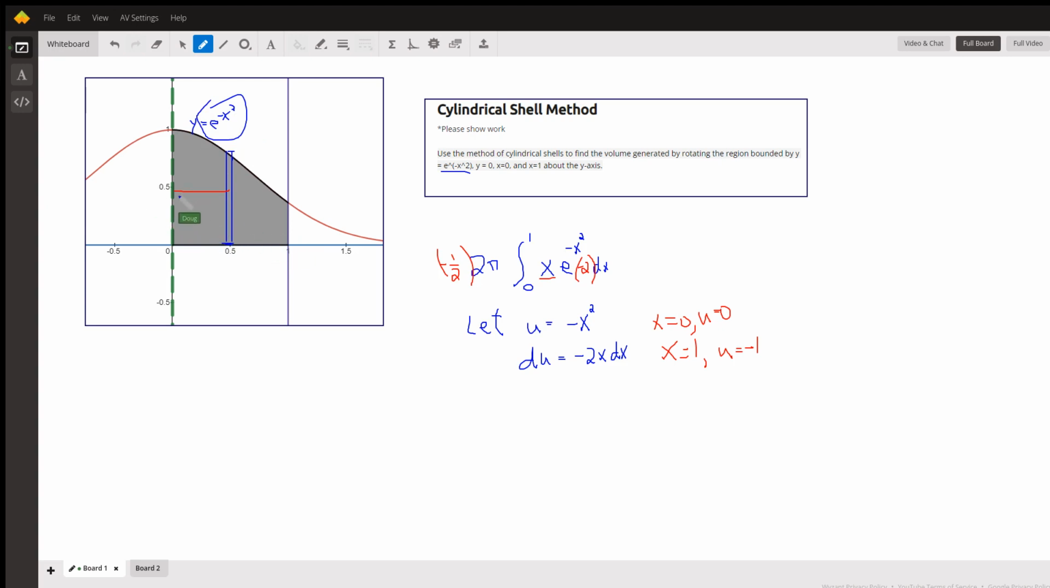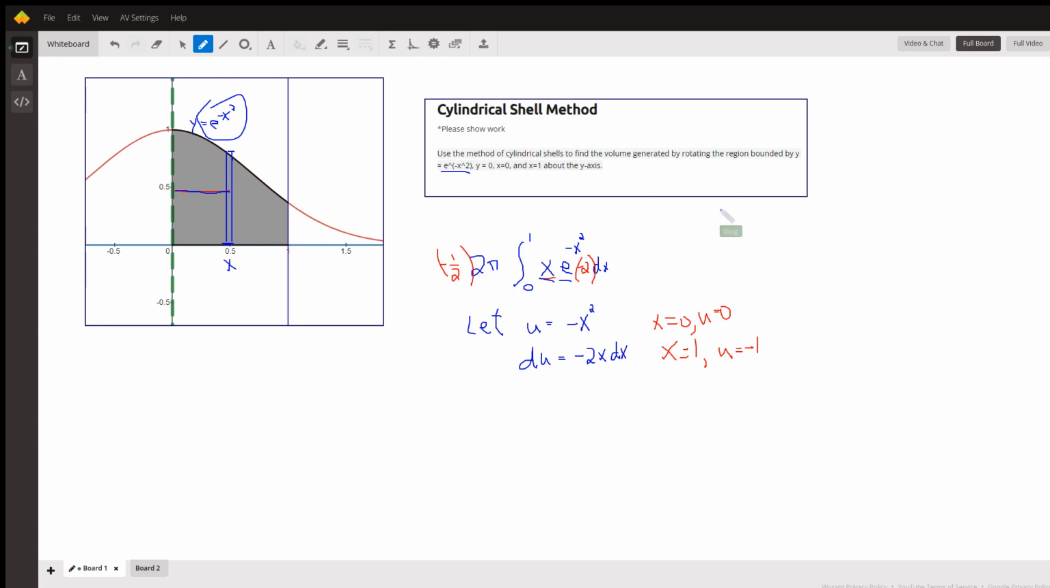And then when you use the cylindrical shell method, you have to multiply by the average radius, which is the distance from the axis of revolution to the center of the shell. And for each x, that's just x. So here's the setup: 2 pi, definite integral from 0 to 1, average radius times the height of the shell.